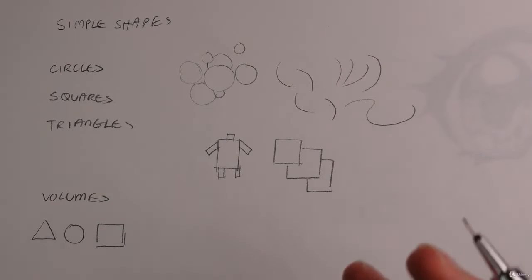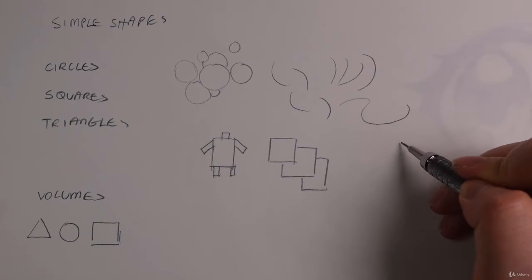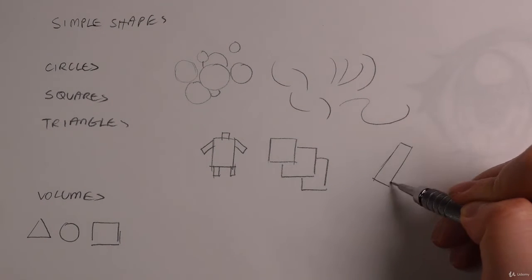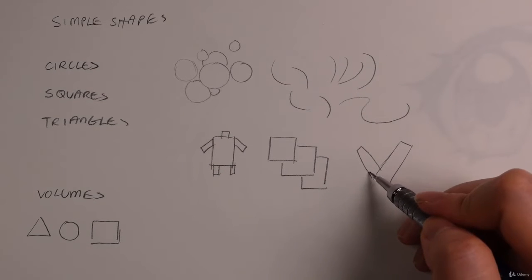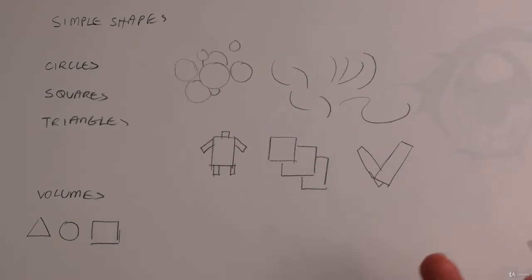These are a more simplified way of how to construct your figure. You can even use this for simple shapes. For instance, if I want to draw an arm, here's the upper arm, and here's the forearm. Very simple, very easy. Just use them as dimensional tools.